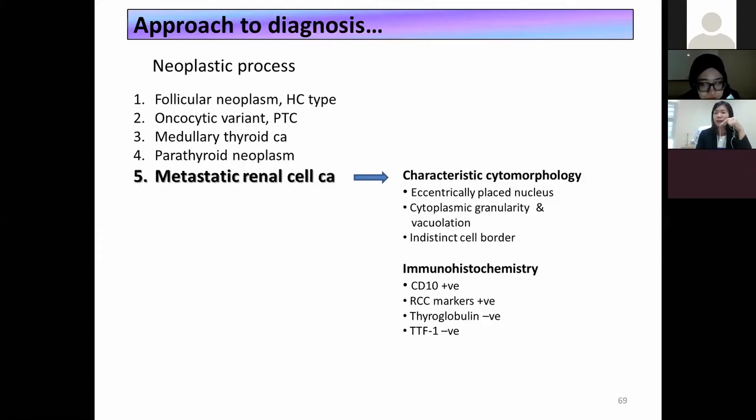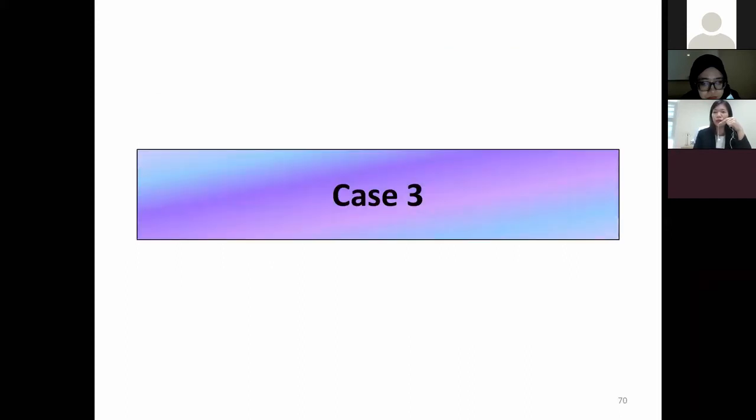And metastatic RCC, again, clinical context. In the right clinical context, you may want to do some immuno to rule in this differential diagnosis. If there's none, then please don't, all right? You don't have to do CD10 for nothing. It's a waste of money and resources. Okay, so I'll go on with case 3.